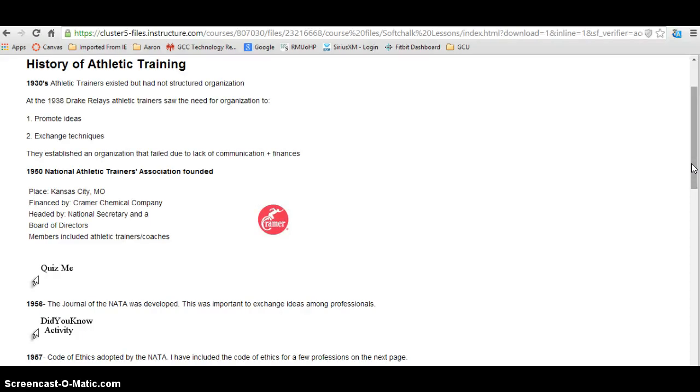They got together at these relays called the Drake Relays, and it was unfortunately a failure because they didn't have a good way to exchange their ideas. They didn't know how to communicate very well, and they didn't have any money, which at the time was, and even now is, important for making sure that you can create an organization.